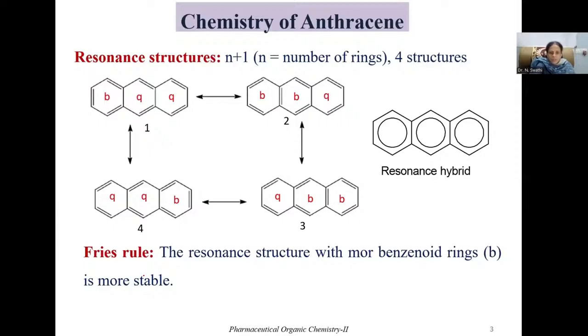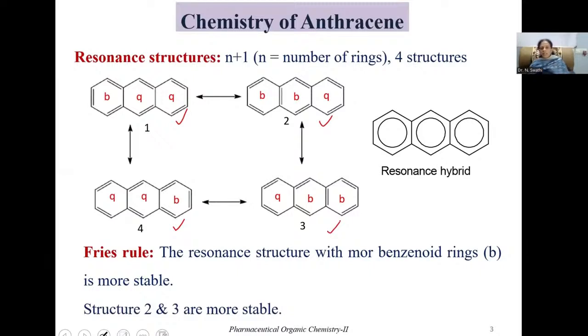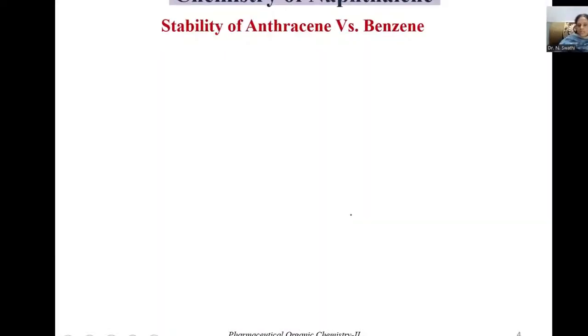Here there are two quinonoids, that means quinonoids are more, and here also quinonoids are more. In the second resonance structure, more benzenoid rings are present, and in the third resonance structure also more benzenoid rings are present. So according to Fry's rule, structures 2 and 3 are considered stable when compared with the other resonance structures of anthracene. Now let us consider the stability of anthracene when compared with benzene.